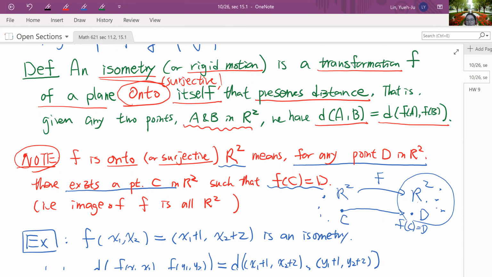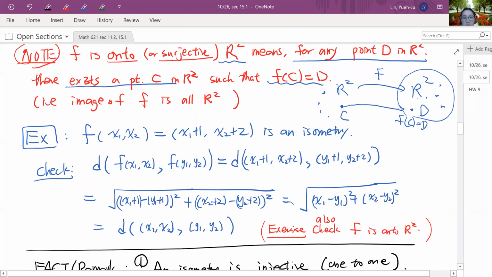If you take an abstract math course, they will definitely talk about onto or surjective maps. I believe we should have seen this in calculus before. So essentially, an isometry is an onto, or surjective, transformation of R2 that preserves distance. Onto is easy to check most of the time, but you need to check the distance preserving. That's a little more work. So before we end, I'm going to use this example.